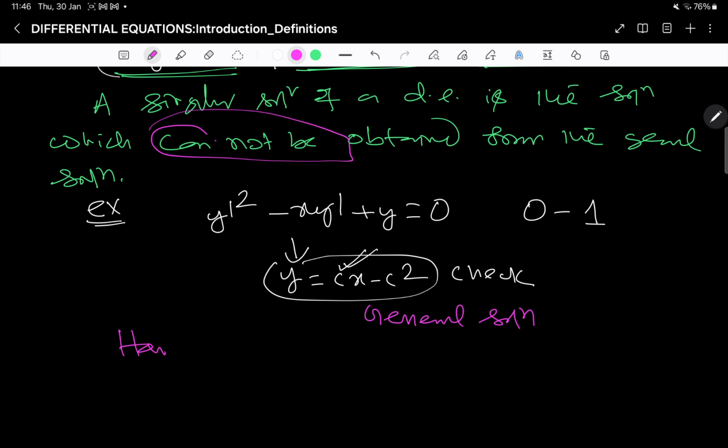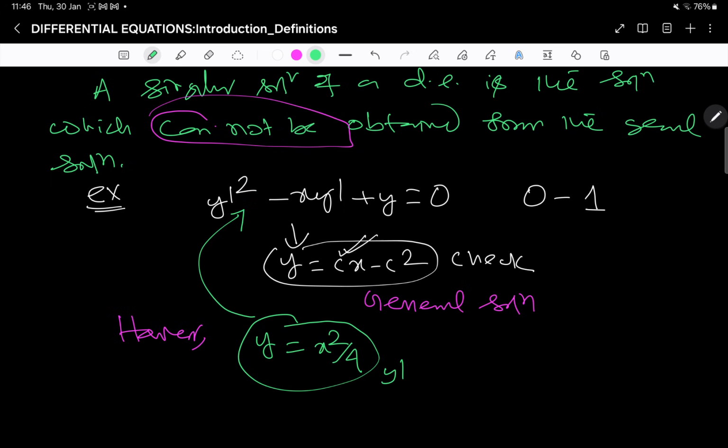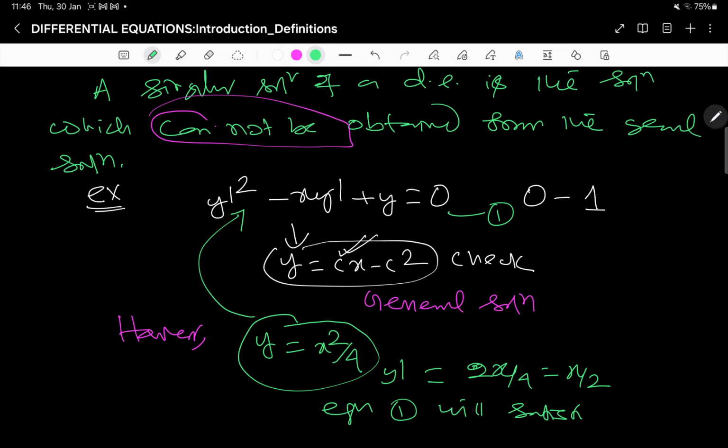However, I have another solution: y is equal to x square by 4. If you find y dash and substitute it, it is 2x by 4, which is x by 2, and you substitute it, then equation 1 will be satisfied. However, you see, this cannot be obtained from this.